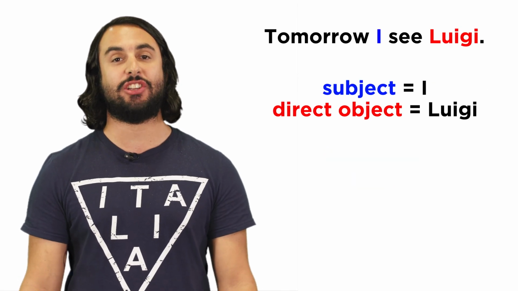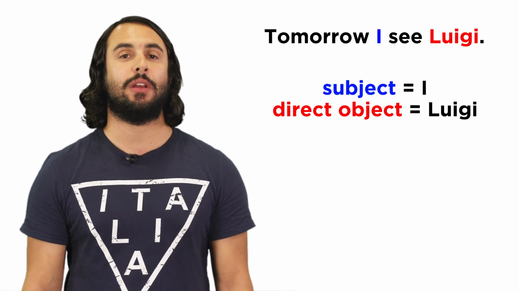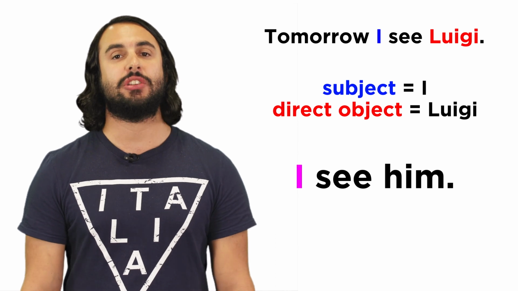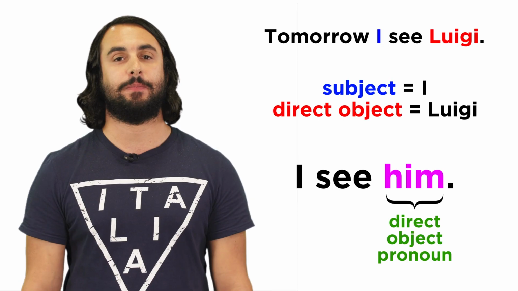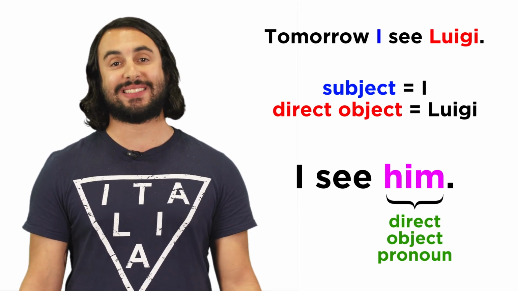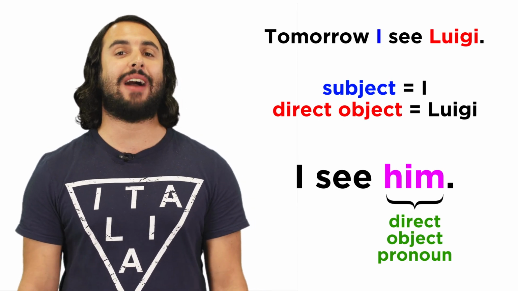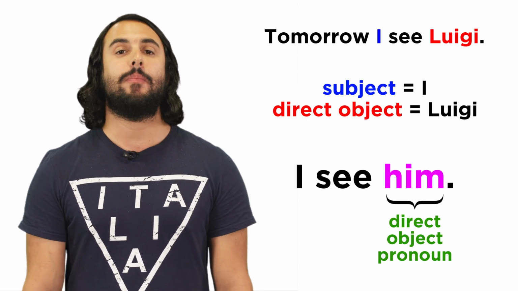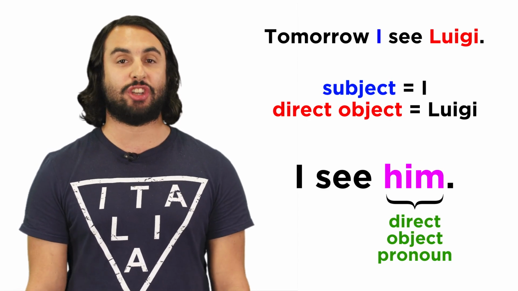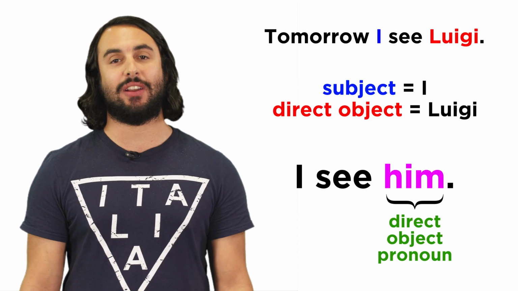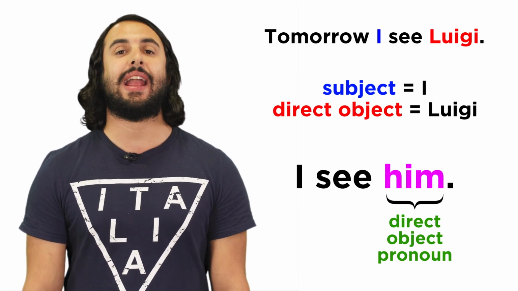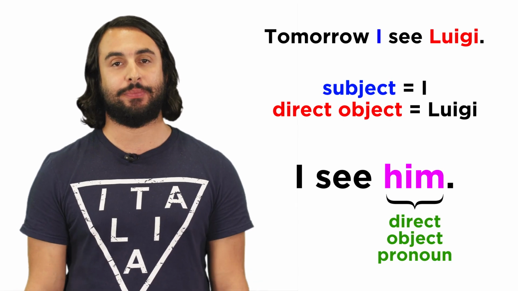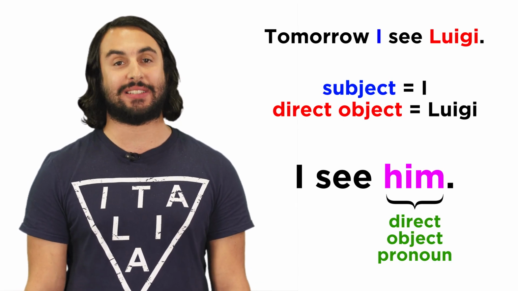Tomorrow I see Luigi. I see whom? I see him. Subject, transitive verb, direct object pronoun. These pronouns are quite simple in Italian because the pronoun it doesn't exist. Because all words in Italian have a gender, there will not be any apparent difference when referring to an actual person like Luigi and something like a hat. Let's take a look at the pronouns now.